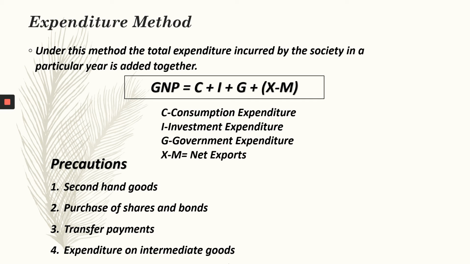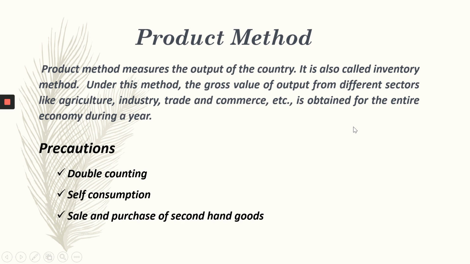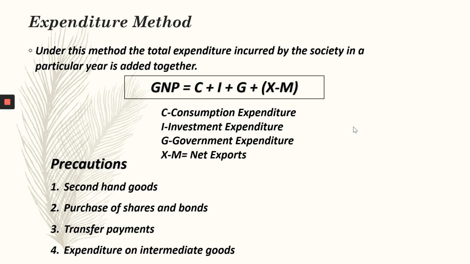Did you understand, girls? So today we have seen the various concepts or the various methods of calculating the national income. The various methods of measuring national income are product method, income method, and expenditure method. We saw the product method, then the precautions to be taken while calculating through the product method. Then we saw the income method and the precautions to be taken while calculating national income through the income method. Then we saw the expenditure method and the precautions. I think we will stop the class with this.